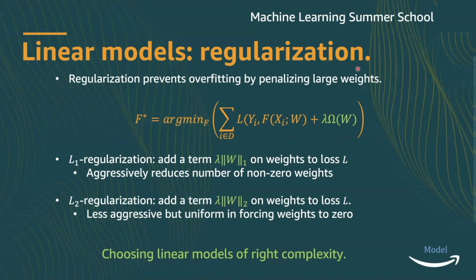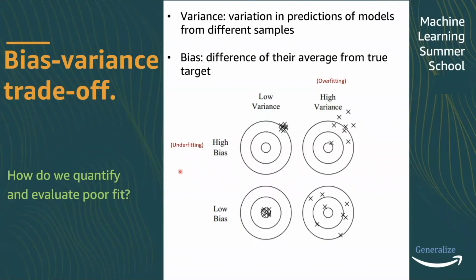So regularization is what you would use to ensure you're fitting right and not overfitting or underfitting. Right, but how do you quantify a poor fit? What are the variables that you would use to determine whether a particular fit is a good fit or a bad fit?